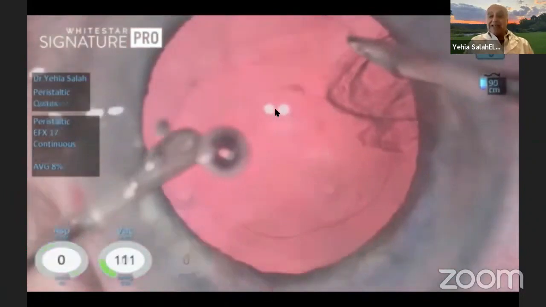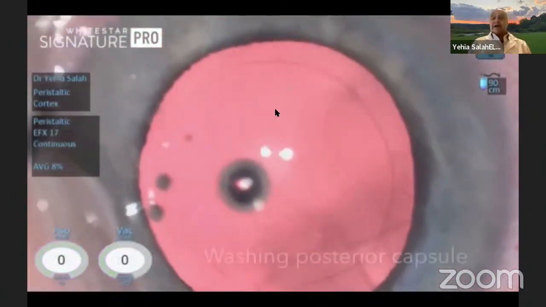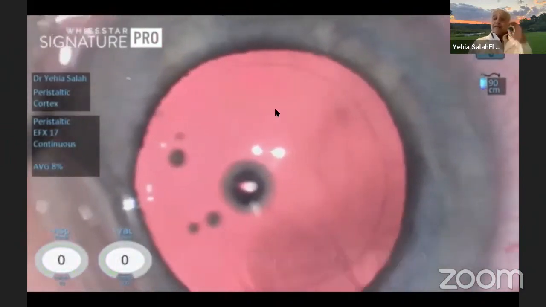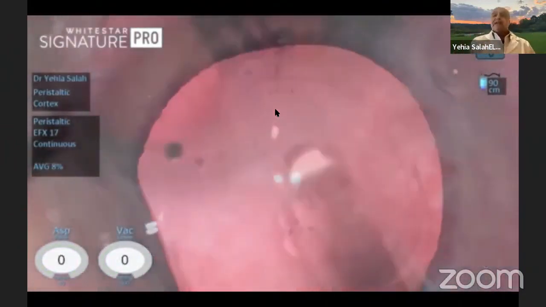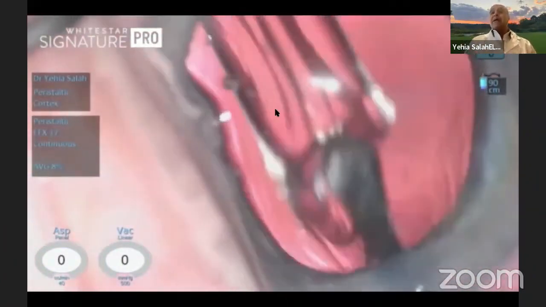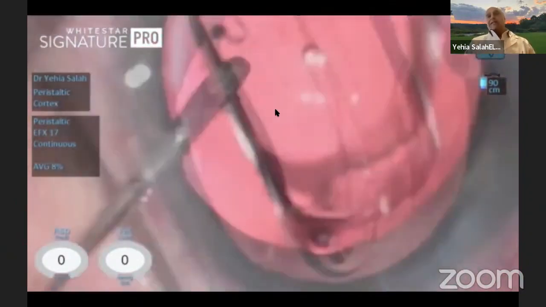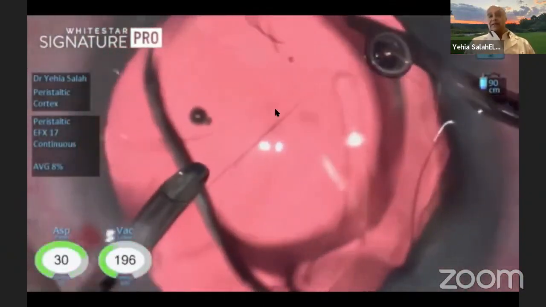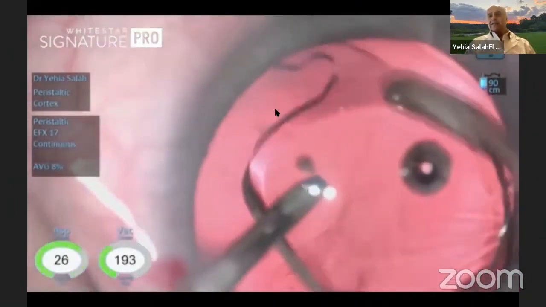irrigation aspiration. And as you can see, I always inject viscoelastic at the time when I change from the phaco to IA to avoid the movement of the vitreous, so as to decrease the chances of post-operative cystoid macular edema. And here the lens is implanted in the back. You can see this is a diffractive lens, the Symphony.